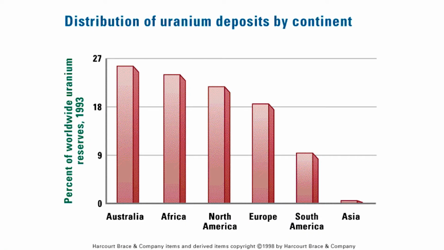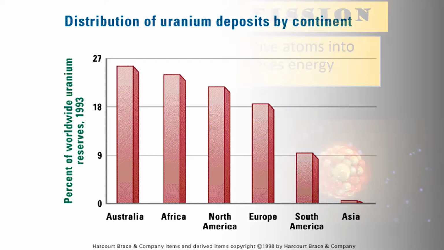Who has the most uranium? Well, it is Australia, followed by Africa, North America, Europe, South America, and Asia has the least amount of uranium. So these are the areas that we look to when we need some uranium for nuclear energy.